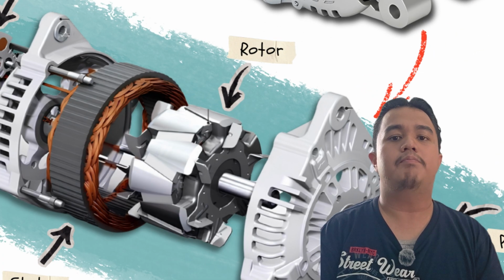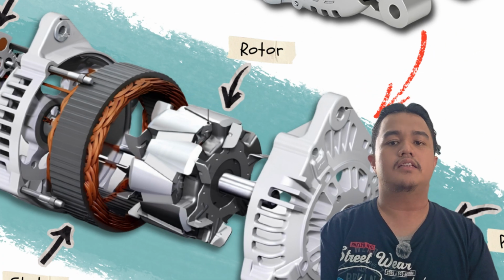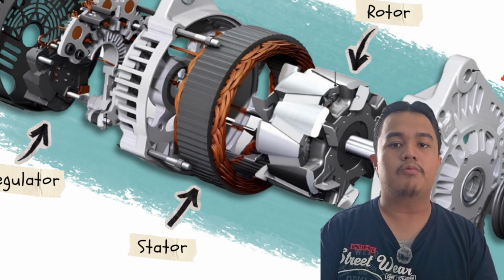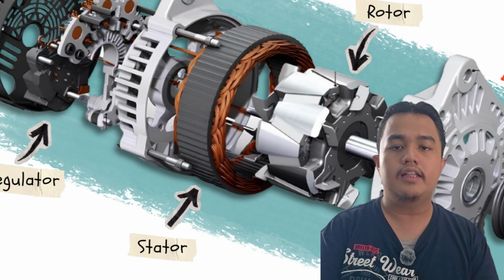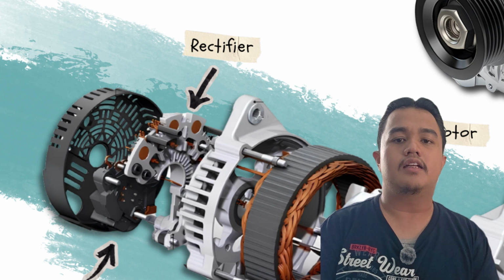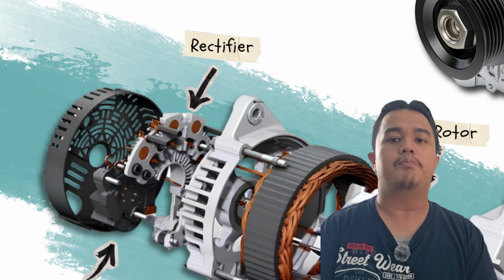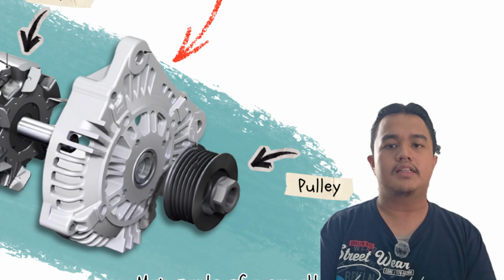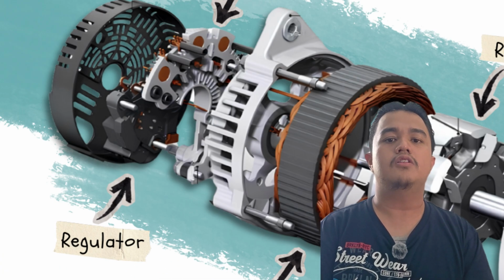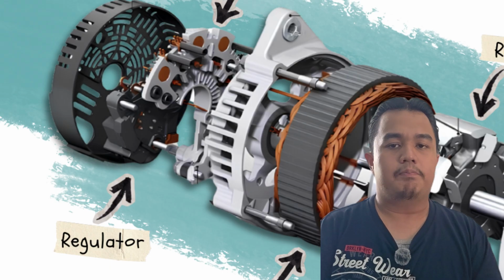Now, let's look at the main components. The rotor is the rotating part. It carries the field winding and creates the rotating magnetic field when energized. The stator is the stationary outer winding where the EMF is induced and the 3-phase AC voltage is generated. The rectifier sits at the rear and uses diodes to convert that AC output into DC. The pulley is what connects the alternator to the engine belt. The voltage regulator controls how much current goes to the rotor field winding, keeping output stable.